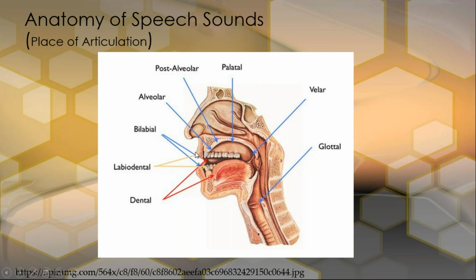And then other sounds, bilabial sounds, are sounds that you make with both your upper and lower lip. Labiodental sounds are sounds that you make with your lips and your teeth. And then dental or interdental sounds are sounds where you use your tongue in between your teeth. Next I'm going to go into some examples of that, but this is just the place where you're articulating that specific sound. Are there any questions about that?